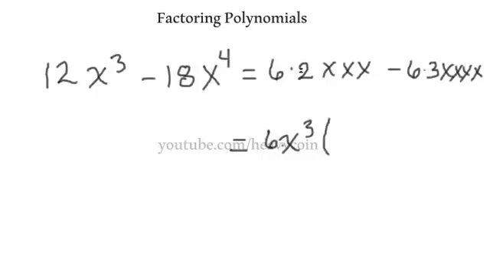And I'm going to start a parenthesis, so we're going to be left with a 2. I pulled all 3 of these x's out, minus a 3, and if I subtract 3 from this 4 here, we're just left with an x. Okay, so that's going to be 6x cubed times 2 minus 3x.